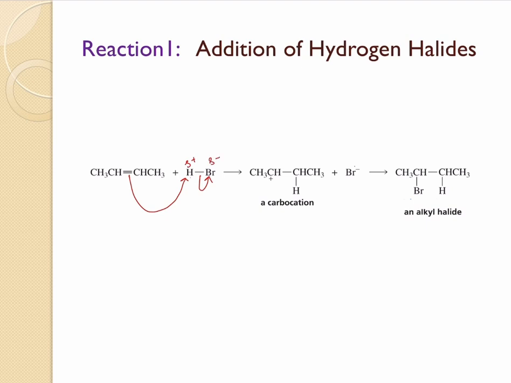And once the carbocation is formed, the bromide ion is now going to act as a nucleophile, attacking the electropositive carbon, which is our carbocation here, to give the product, an alkyl halide. There are two steps in this reaction, as we have said. The first step is the formation of the carbocation, which is a slow step. And the second step is the attack of the nucleophile on the carbocation, which is going to take place fast.